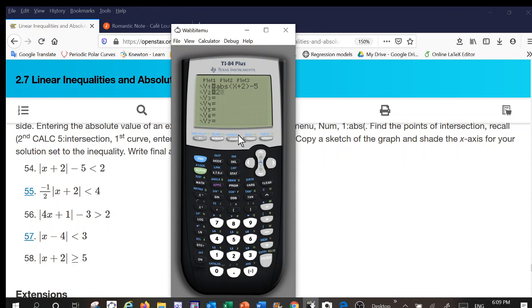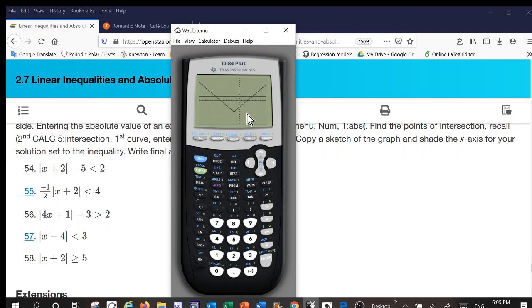Now we are going to go to zoom 6, which is zoom standard, and graph these. As you see, if you don't see the whole V shape and the line, for example if it is too close to the left, I can go to window and give it a little more x min. You see it says x min negative 10. I'm going to make it negative 15, and then graph. There, it moves to the right a little bit.